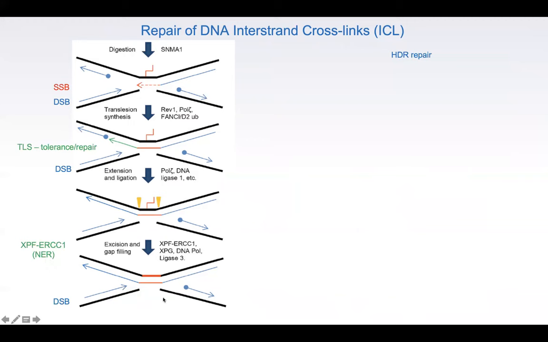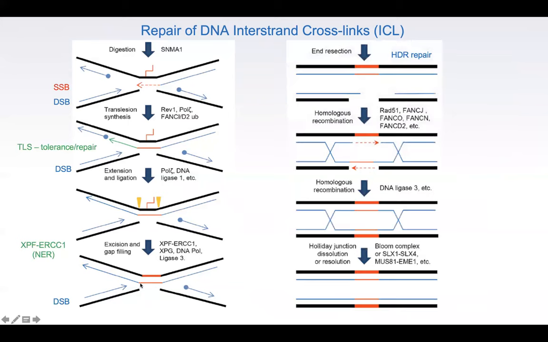But now this looks very similar to a normal double-strand break, right? So how does that get repaired? BRCA1, BRCA2, the same factors that we talked about early on, the same homologous recombination pathway. This is why the homologous recombination pathway is the final and most important step in repairing these lesions.